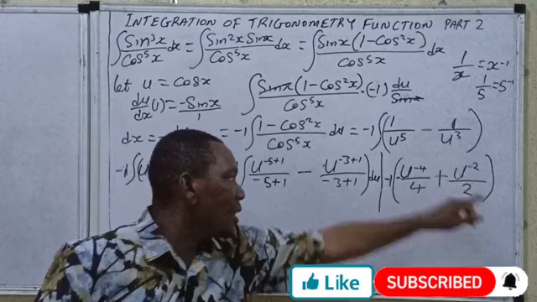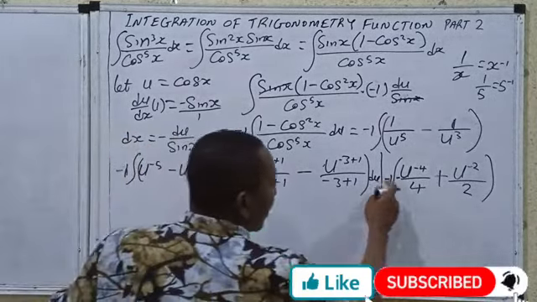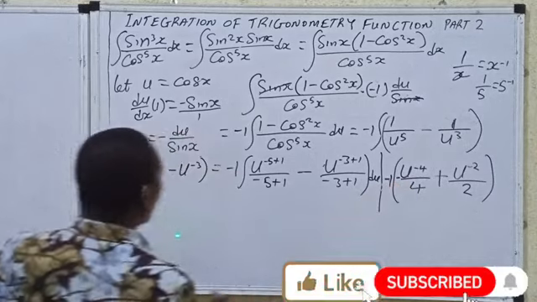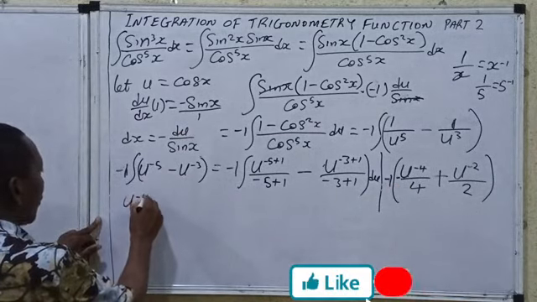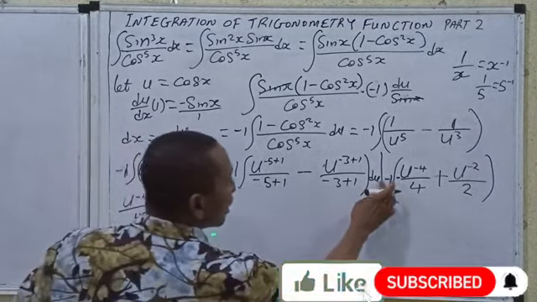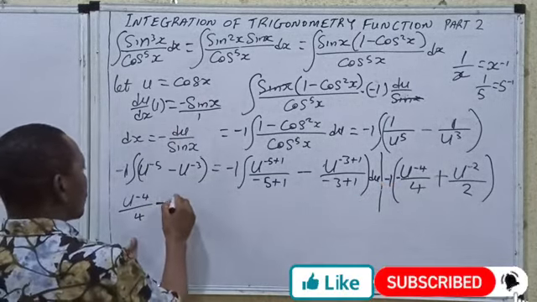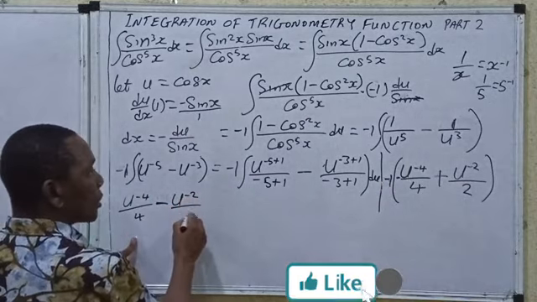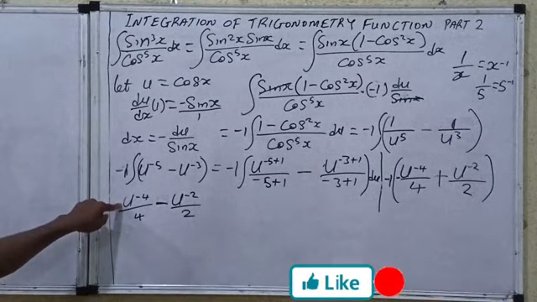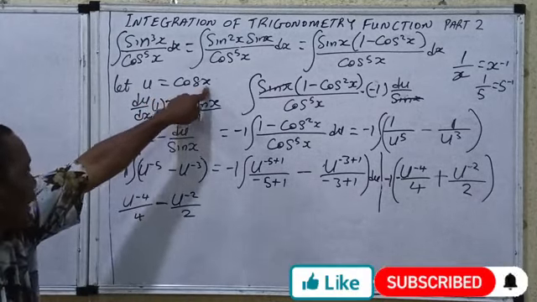Once you get to this level, basically you are almost done. Use this negative 1 to multiply 3. So if this negative 1 multiplies this negative 1, what will you have? You have u to the power of negative 4 all over 4, plus. Now if this negative 1 multiplies this place, it will become a negative sign: minus u to the negative 2 all over 2. Remember, what is u? u is actually cos x.